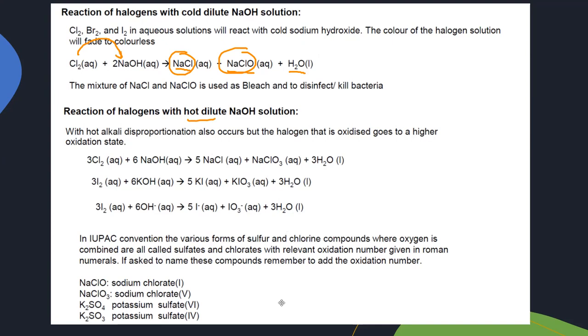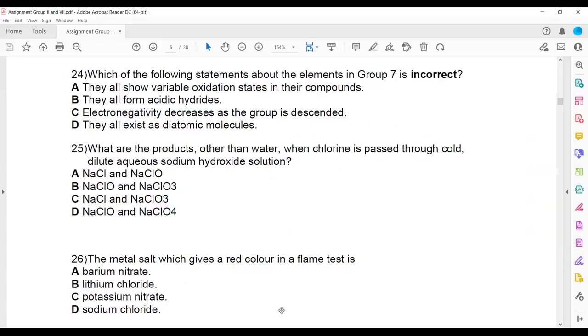So that's the question itself. The question is, what are the products other than water when chlorine is bubbled through cold sodium hydroxide? It will be NaCl plus NaClO. And if it was hot, then it will be NaCl plus NaClO3. But it is a cold one, so this is the product. But what if it was hot? Then this will be the product.